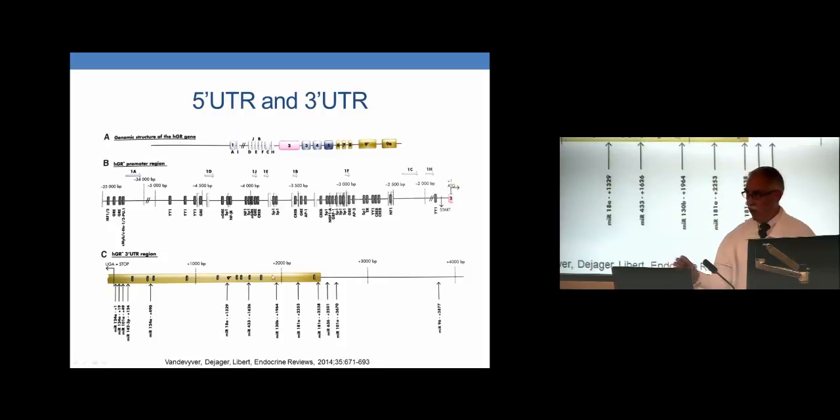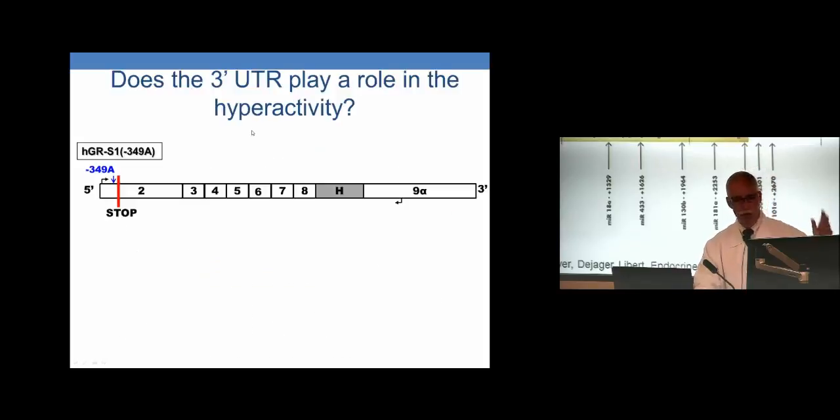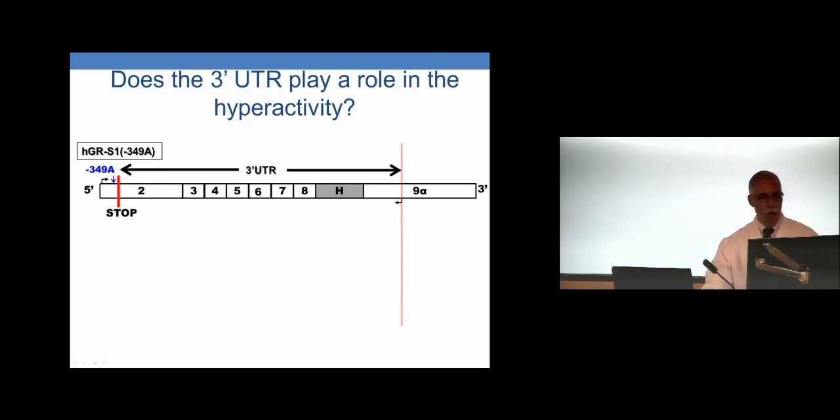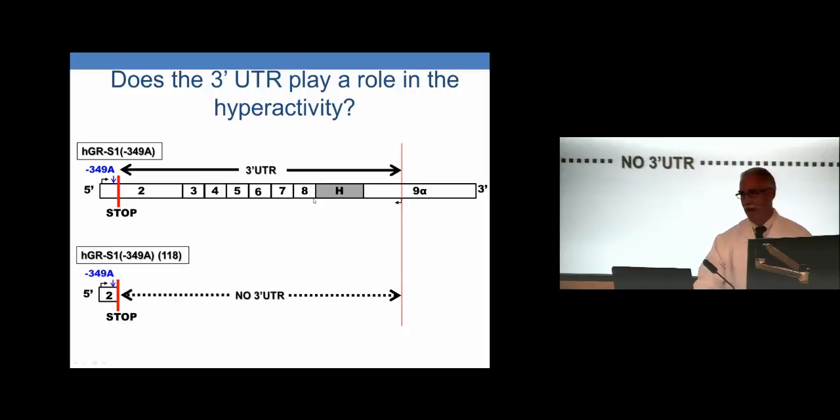So you think genes are simple? No, they're incredibly complex. And each one of these areas may determine whether you have active, inactive, which structure of the gene you might have. So we went further to say, all right, we have this little 118 amino acid protein. So we know the 3' UTR is there. Let's get rid of it and see if there's any activity.